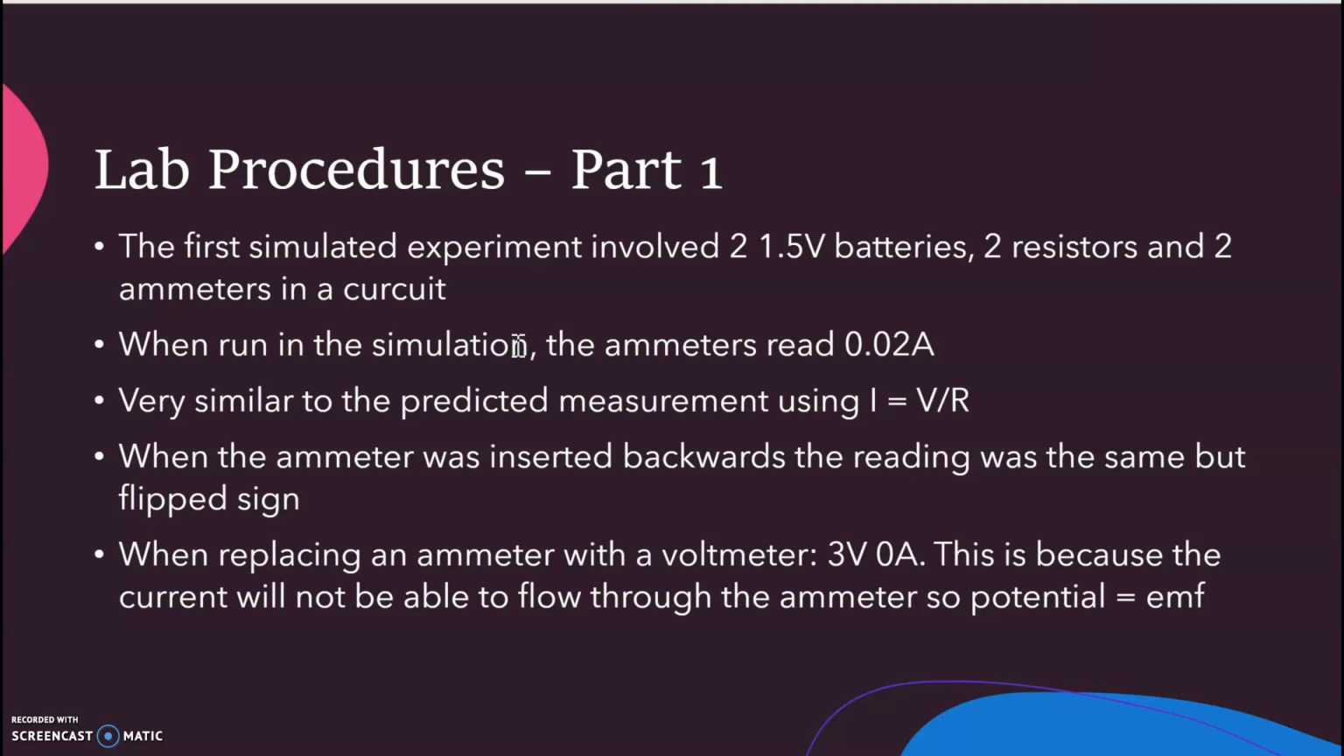When the ammeter was inserted backwards into the simulation, the reading was the same, but the sign flipped. When replacing an ammeter with a voltmeter, the potential was 3 and there was no current. This is because the current will not be able to flow through the voltmeter, so the potential is equal to the EMF.